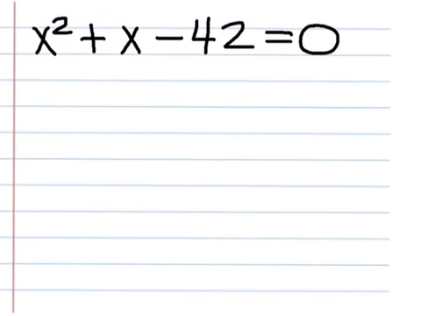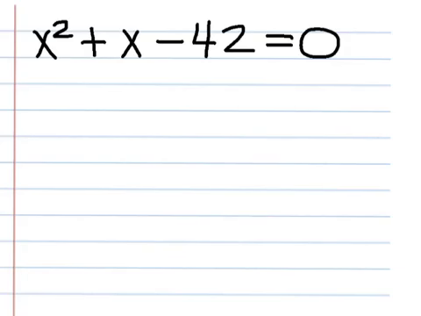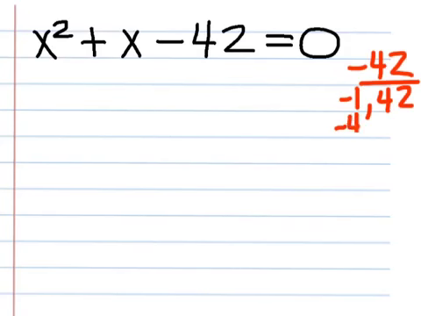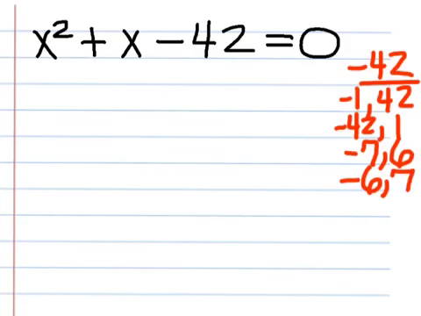Okay, solution for number 1. We have x squared plus x minus 42. Our factors of negative 42 are going to be what? Negative 1 and 42. Negative 42 and 1. Negative 7 and 6. So negative 6 and 7 will also work. Negative 2 and 21. Negative 21 and 2.